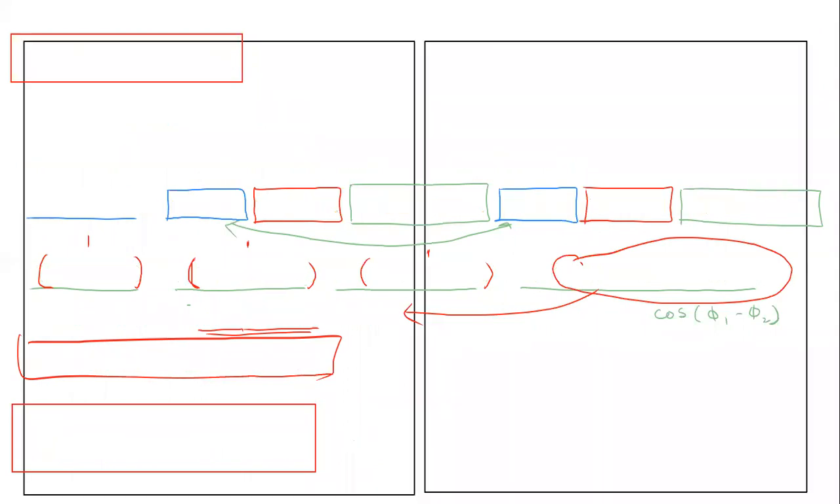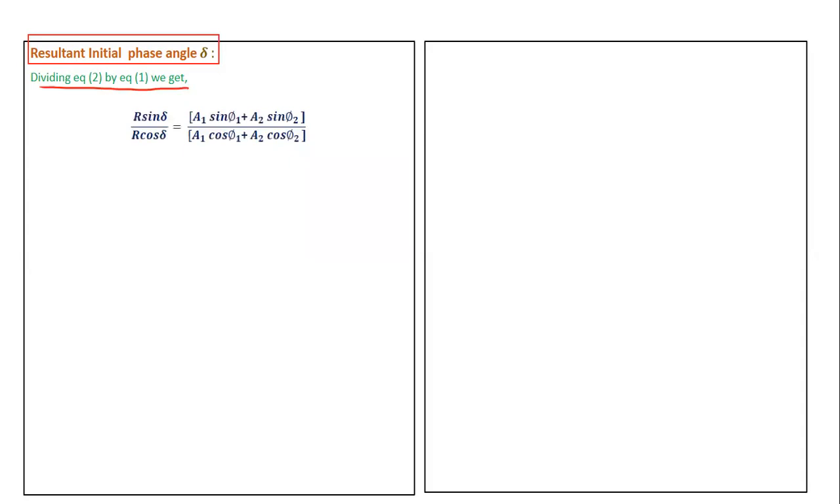In any of the questions, resultant phase, which we can represent by a symbol delta. Now here again the same equations we have to use, equation 1 and equation 2. And let me do the mathematical operation, dividing equation 2 by equation 1. We can divide equation 2 by equation 1. So after the division of equation 2 by equation 1, we get this equation.